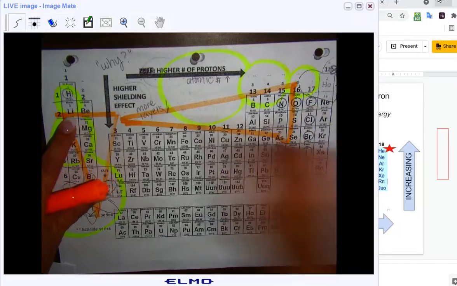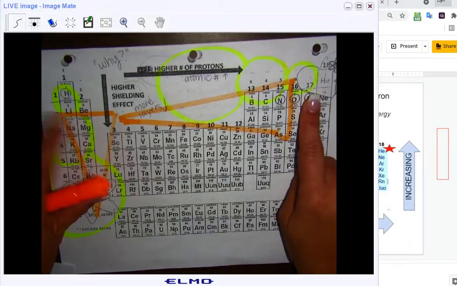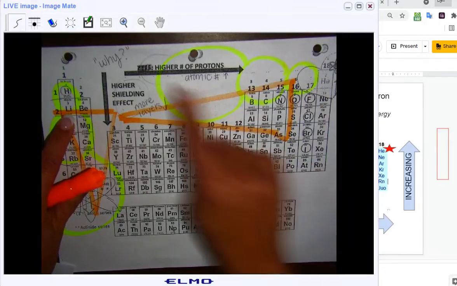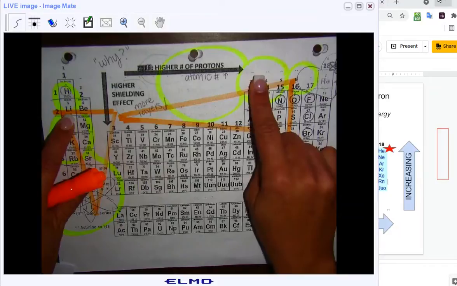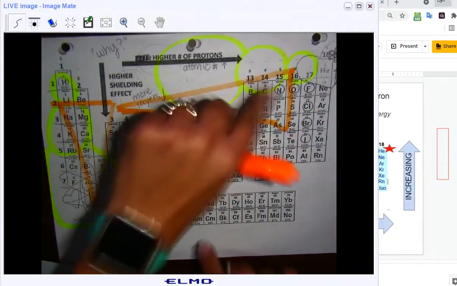No? Okay, so are they across from each other, or are they up and down? Fluorine and lithium. They're across, right? Sorry, so what's the answer? Higher number of protons. Do you guys see that? You're doing the across arrow. So if I ever ask you why, figure out if you're talking about side by side or up and down.